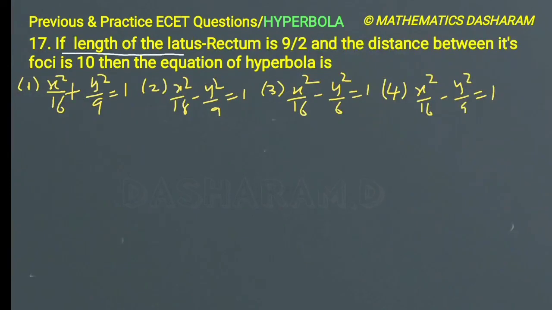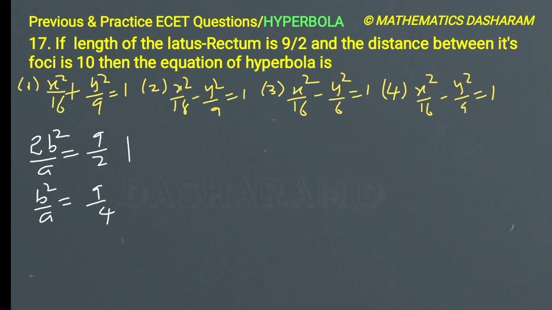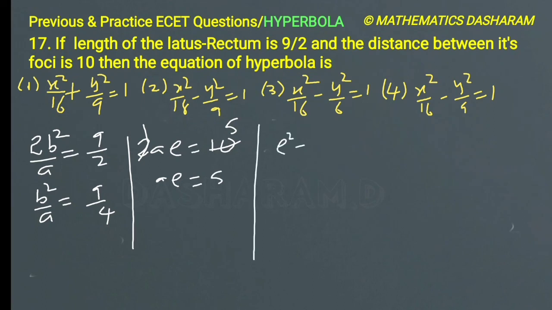17th question, if length of a latus rectum is 9 by 2 and the distance between its foci is 10, then the equation of a hyperbola is. Given that the length of a latus rectum, the formula is 2b square divided by a equals to 9 by 2. So b square divided by a equals to 9 by 4. Next he gave distance between its foci, that means 2 into a into e equals to 10. 2 ones are 2, 5s are 10, so then a into e equals to 5. So now I am using the eccentricity formula to find out the a and b values.